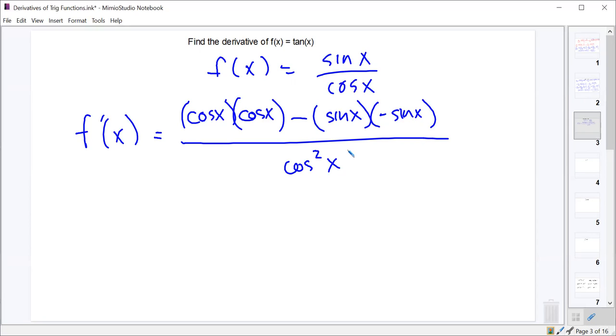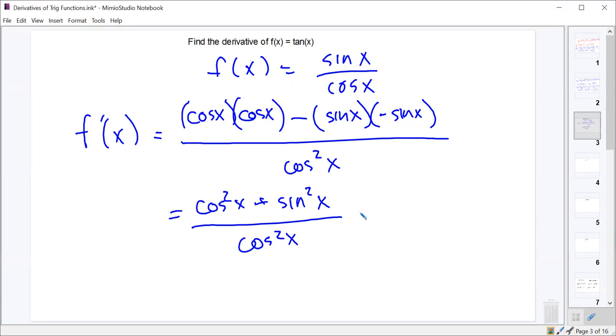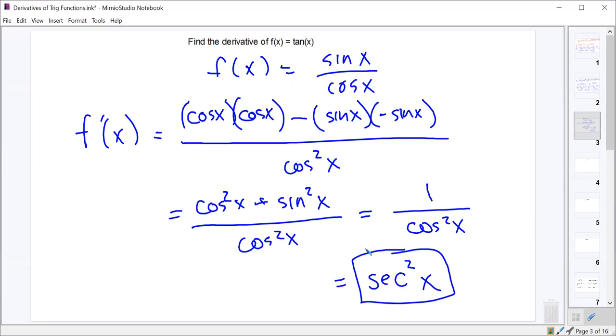Everybody good with that? All right. What's cosine times cosine? Cosine squared x. What's a negative times a negative? That's positive. And sine times sine is? Plus sine squared x. So cosine squared x plus sine squared x over cosine squared x. What's cosine squared x plus sine squared x? 1. We got 1 over cosine squared x, but we'll usually write this as secant squared x. So the derivative of tangent is secant squared. Everybody good with that?